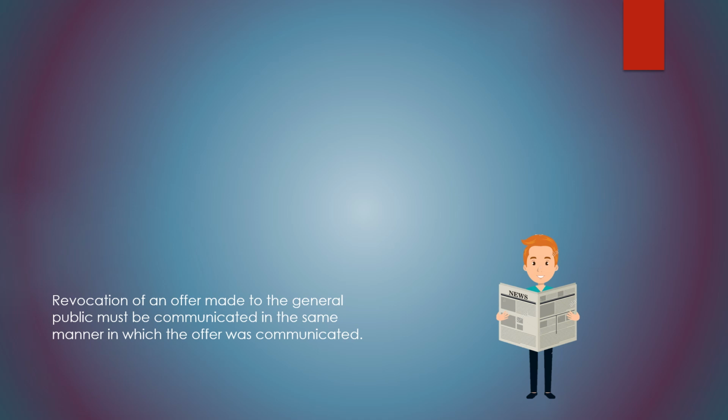Revocation of an offer made to the general public must be communicated in the same manner in which the offer was communicated. So if I run an ad in the newspaper offering to sell you my car for $5,000, if I want to revoke that offer, I have to run an ad in the same paper for the same number of days that the original ad ran. If I made an offer on TV, I have to run the revocation of the offer on TV, on the same channel, with the same show, at the same time, for just as long as I ran the offer.